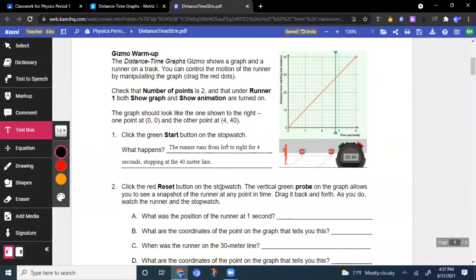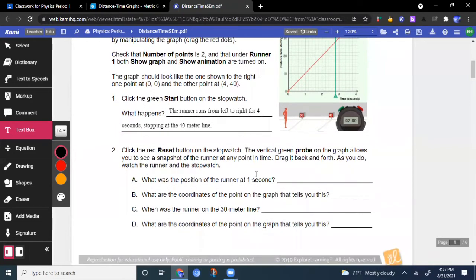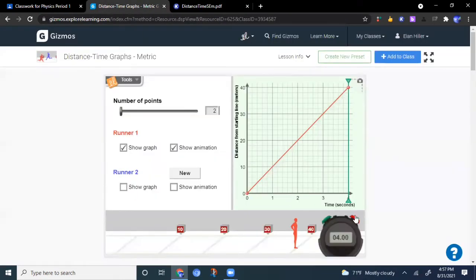Click the red reset button on the stopwatch. The vertical green probe on the graph allows you to see a snapshot of the runner at any point in time. Drag it back and forth. As you do, watch the runner and the stopwatch. Click the red reset button. The runner now goes to the beginning, where they are initially positioned.